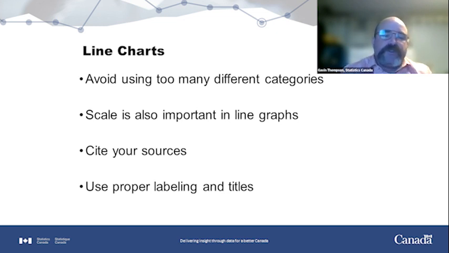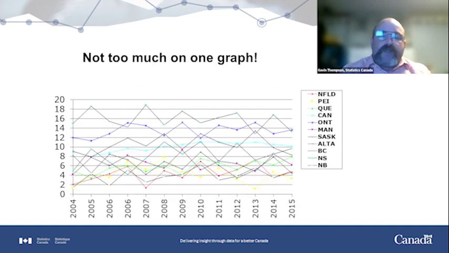Again, cite your sources and use proper labeling and titles. I include this on every one of them because it's just important to do. So this is not an official StatsCan publication. This is just to show how horrible this can look. So we have 10 provinces in Canada. So all of these, and you'll see the fourth one there under Quebec is CAN, which is Canada. So that's the national total.